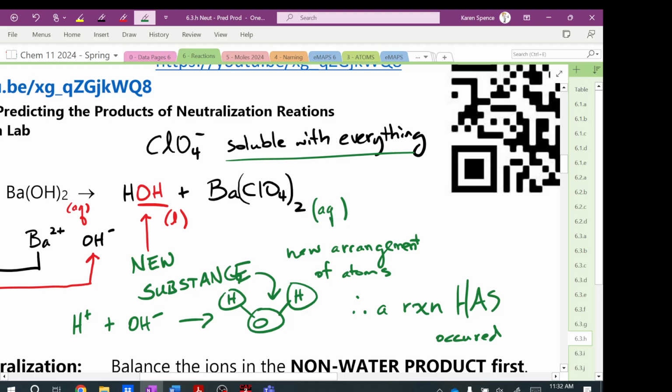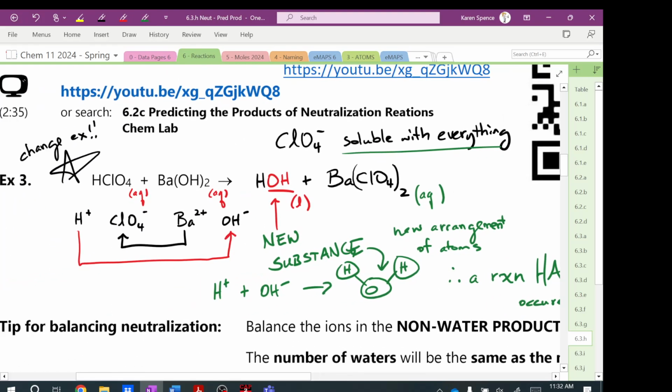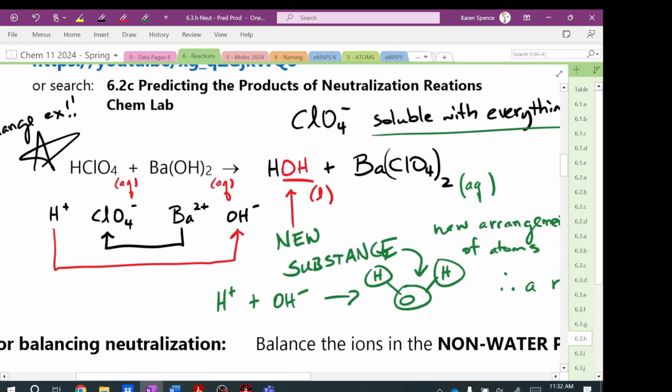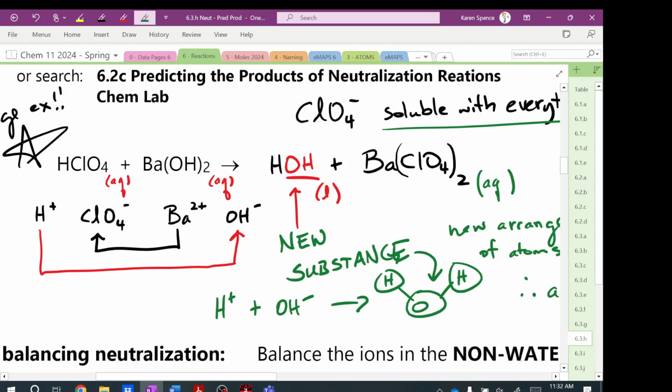Aqueous. And is our reaction balanced? Not yet. What do we need in front of the HClO4? 2. And do we need a 2 anywhere else? If you put a 2 here, now you're just getting further from balance. Where do we need the other 2? HOH. Okay?